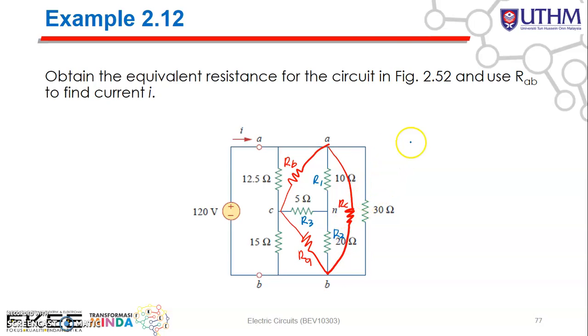Like that. Alright. So in this case, you can simplify it. Your R1 is equal to 10 ohm, your R2 is equal to 20 ohm, and then your R3 is equal to 5 ohm. Okay, so how to calculate the value of RA, RB, and RC? You can use the formula.